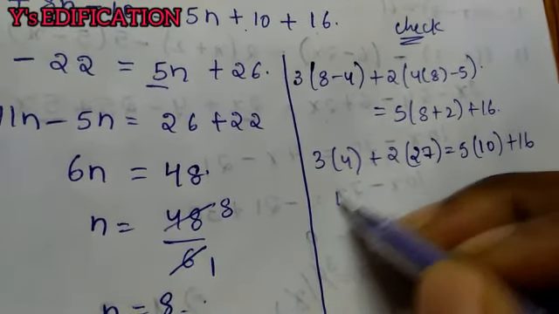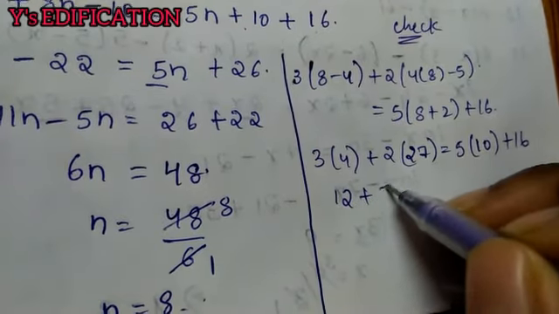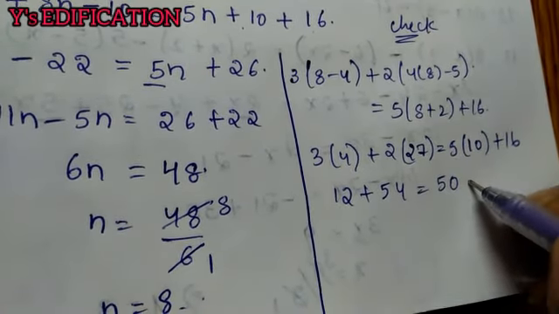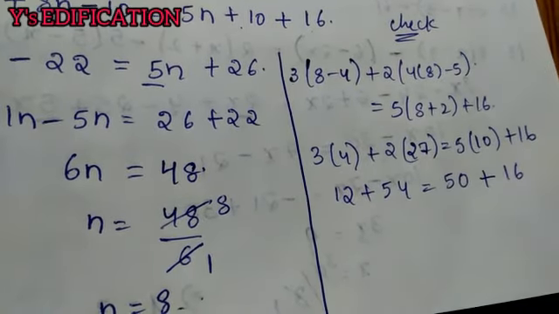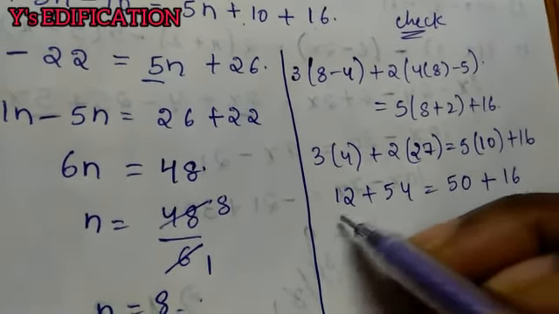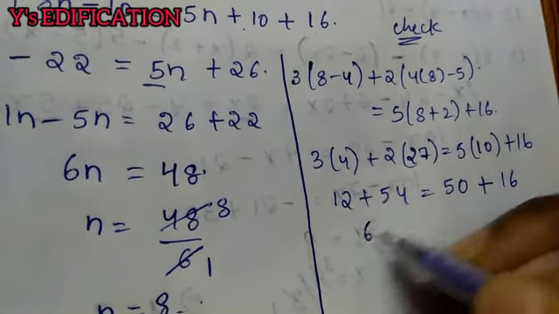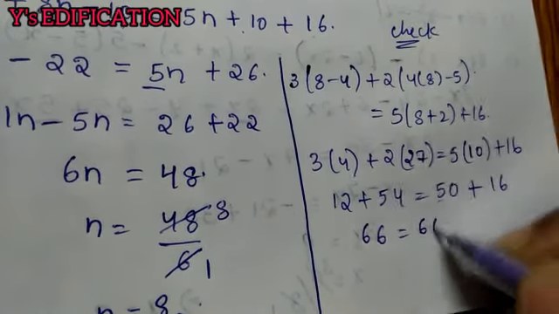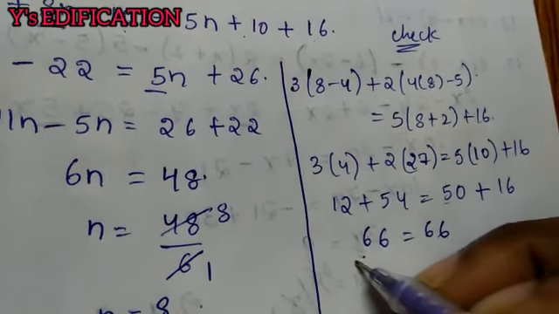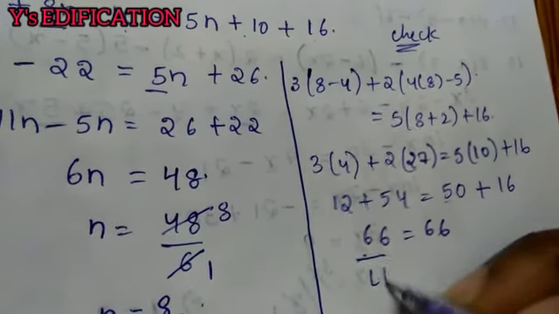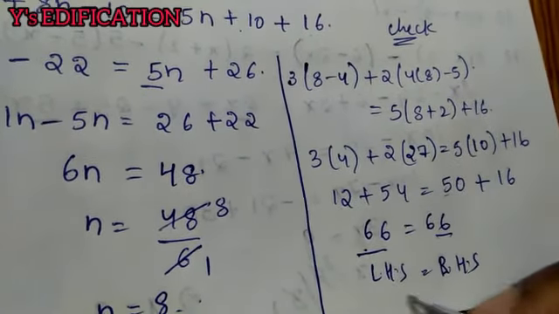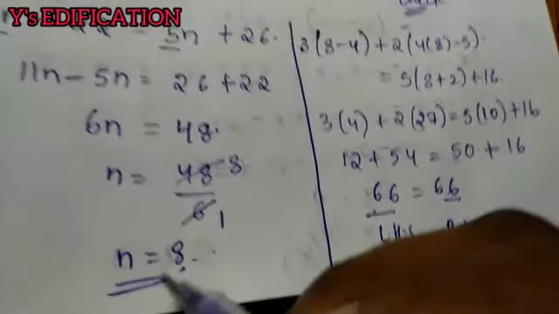Okay, so 3 fours are 12, plus 2 into 27 is 54, is equal to 5 into 10 is 50 plus 16. So what is 12 plus 54? 12 plus 54 is 66, is equal to, what is 50 plus 16? 50 plus 16 is also 66. So what we got here? LHS is 66 and RHS is also 66. So both the LHS and RHS are equal. So the answer 8 is the correct answer.